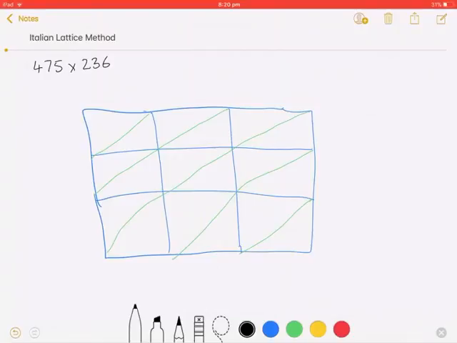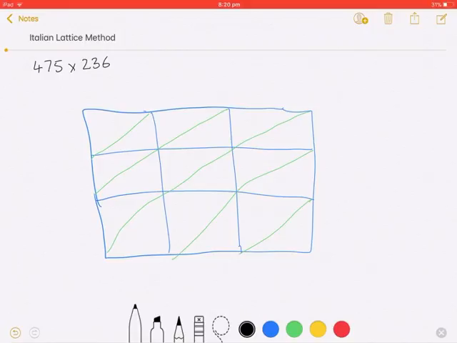Okay, the Italian lattice method. Now, I showed you this with decimal places, but I had a student ask me whether or not it could be used just for whole numbers and whether or not it could be used for 3 by 3 digit multiplication, because I know a few of you have had a go at 3 by 3, but you keep making mistakes in your addition and placing your zeros. So let's have a go. Let's see if it does work.